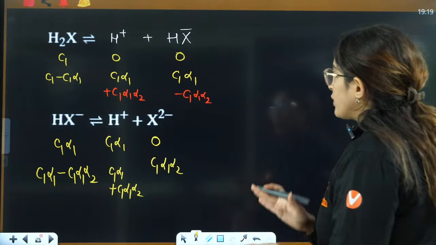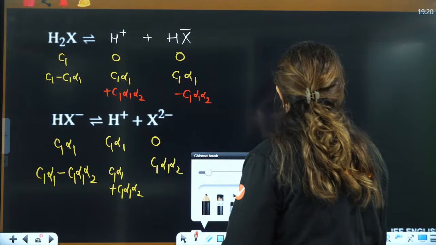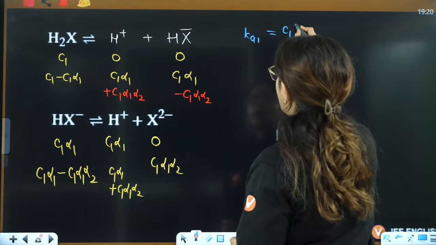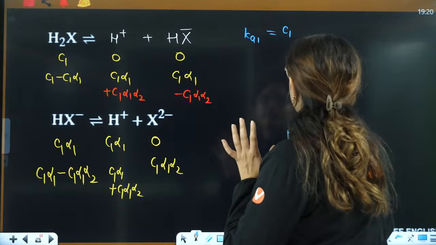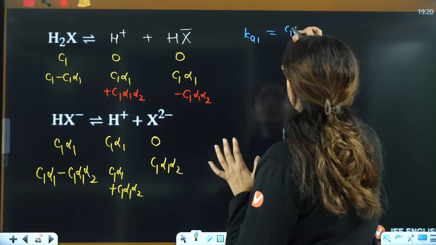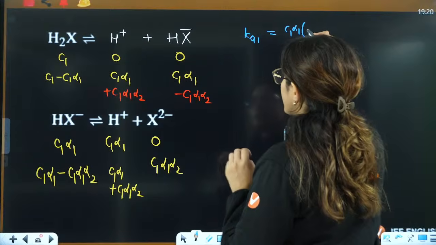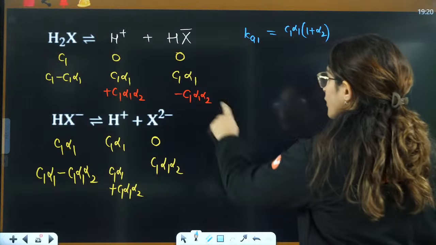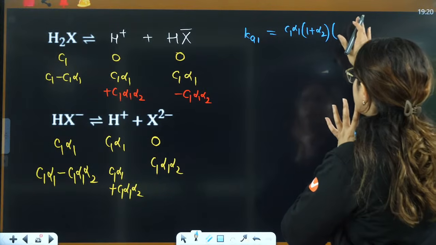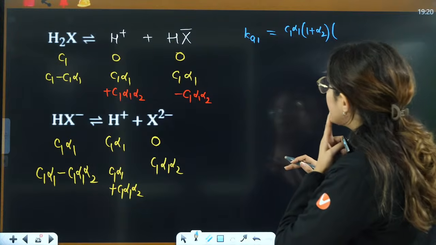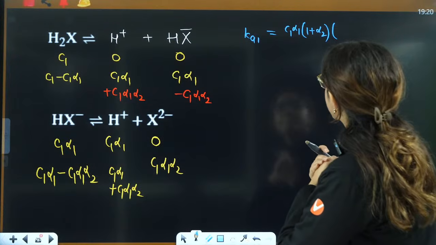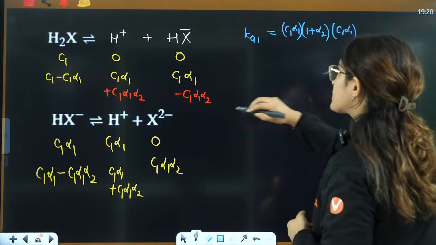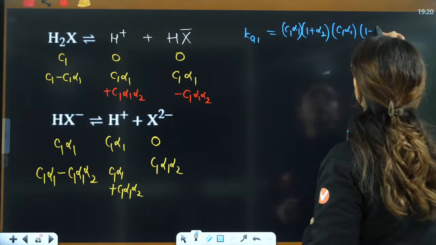So what is going to be the value of Ka1 and Ka2? Ka1 is going to be the product, that is C1 alpha 1. See, C1 alpha 1 you can take common here. This will become 1 plus alpha 2. Here also you can take C1 alpha 1 common, and this will become 1 minus alpha 2.